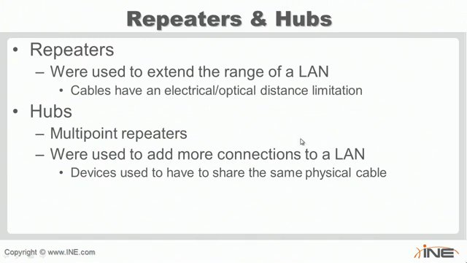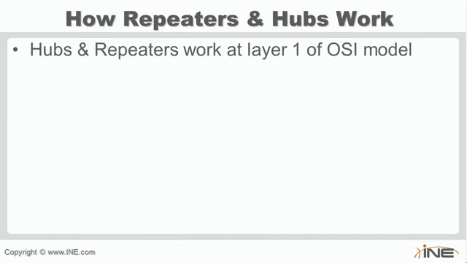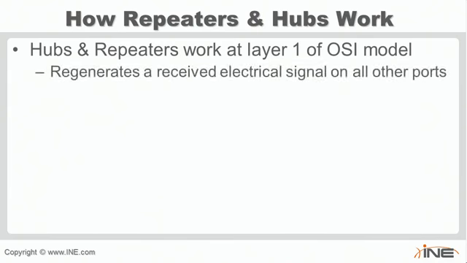But the key is that for either of these, whether they're hubs or repeaters, they basically work at just layer 1 of the OSI model, because the only thing they're doing is just regenerating the electrical signal as it comes in. So if you think of your cable TV, you can buy those cable amplifiers that as the signal comes in, it just repeats it as it goes out the other end, or makes the electrical signal stronger.